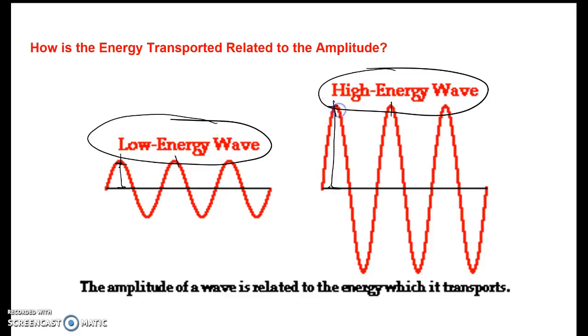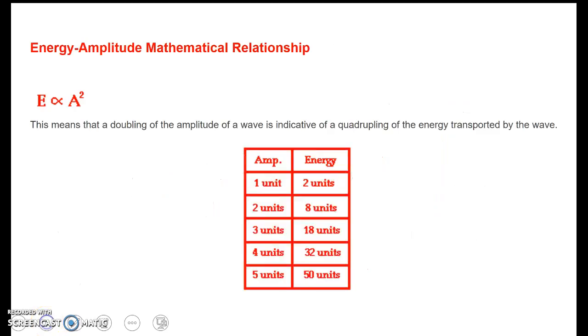And when you look at this, the greater the amplitude, the higher the energy. Okay? So the higher the amplitude, the higher the energy. Lower the amplitude, lower the energy. So when we look at a wave, we know that. Now, there's a relationship here, and it's approximately here. Okay?